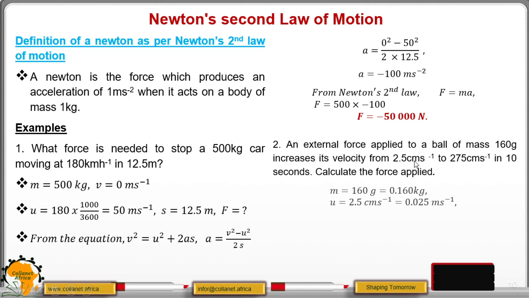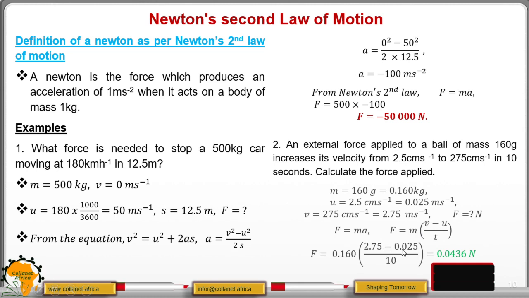Then you are given the velocity in terms of centimeters per second. So you can convert this by dividing by 100. You get that it is 0.025 meters per second. Again, the final velocity is 2.75 meters per second. So we want to get the value of F. So F is equal to ma, or F is equal to m times (V minus U) over T, because this term, V minus U over T, is our acceleration.